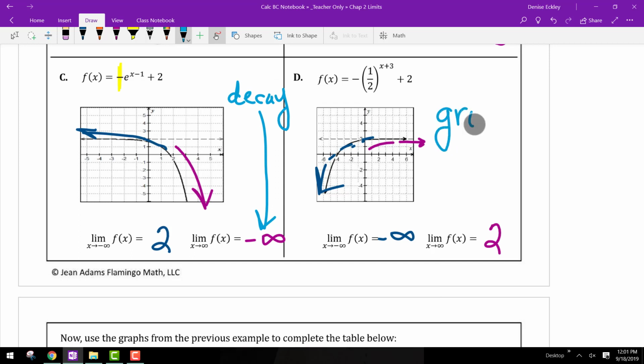Now you might say, that goes against what we learned, because e is greater than 1 and 1/2 is less than 1. Normally when you have a base between 0 and 1, you have decay, and when you have a base greater than 1, you have growth. But it comes down to the reflections. We're going to talk about that in a little more detail.